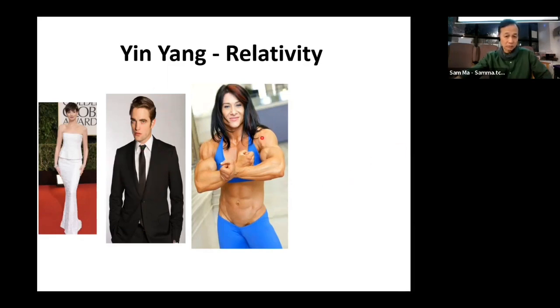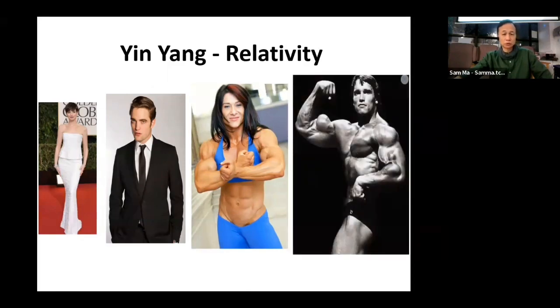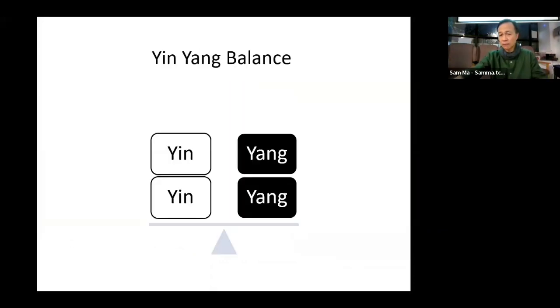Next picture, bring in the true yang, Arnold Schwarzenegger. He is a pure yang. The lady was yang, but now when compared to Arnold Schwarzenegger, she is yin. Yeah, so we talk about it in terms of comparison. So there's no true definite yin or yang, okay? They're interchangeable.